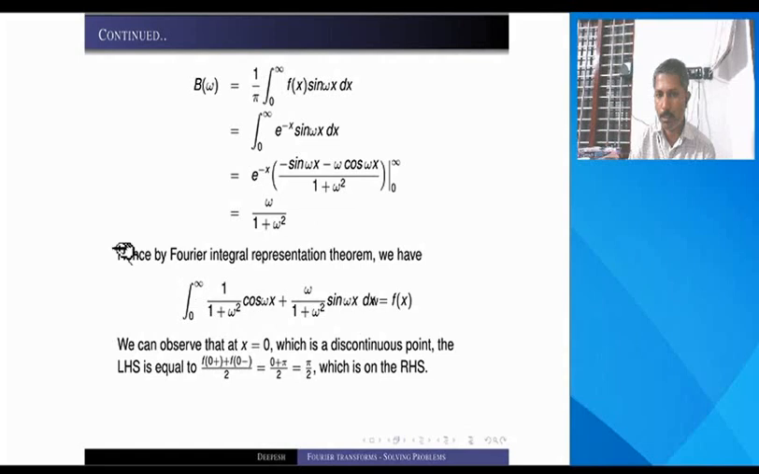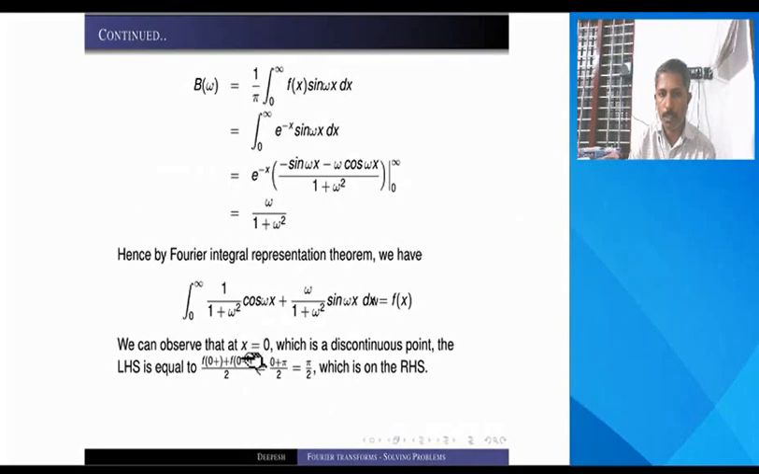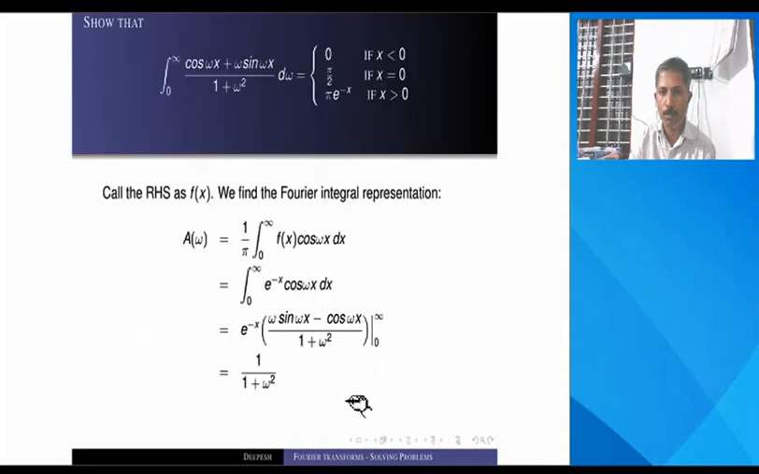And here f of 0 minus is 0 from the left side, and from the right side you are approaching pi into e raised to minus x, but as x goes to 0 it will become pi into e raised to 0, which is pi. So that's why the right hand limit will be pi. So 0 plus pi by 2 is equal to pi by 2. If you are having any confusion regarding this, you can see the Fourier integral theorem. So the answer is pi by 2, right? So this integral representation is actually true for the point x equal to 0 also. It is pi by 2.